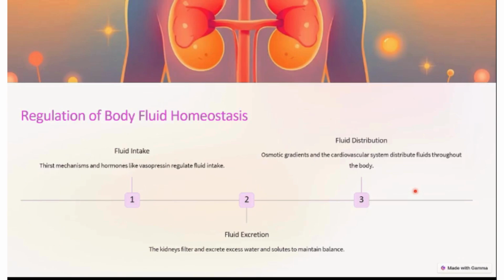But how do fluids move between these compartments? The answer is osmosis. How does the fluid move? Due to osmosis, the movement of water across a membrane from an area of low solute concentration to high solute concentration. This ensures that fluid balance is maintained.